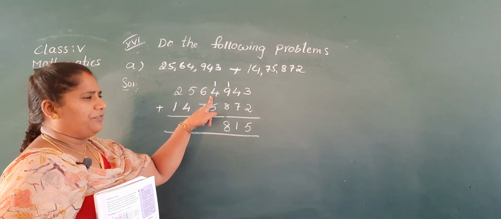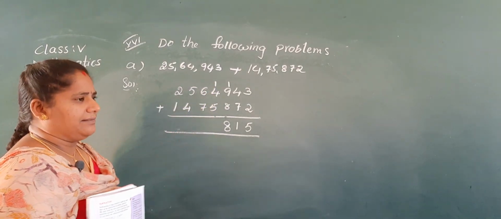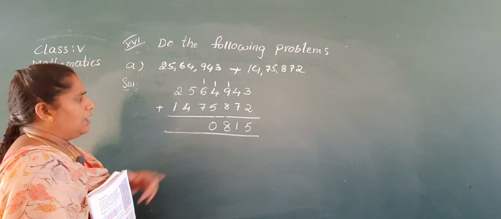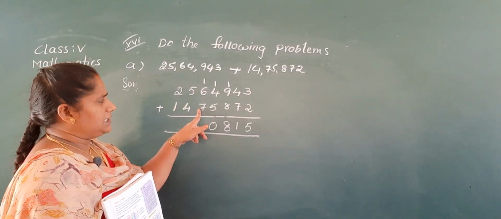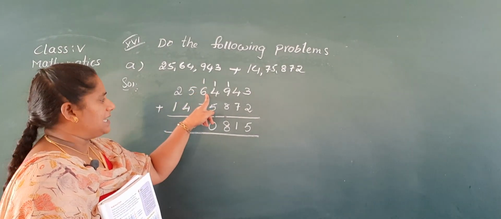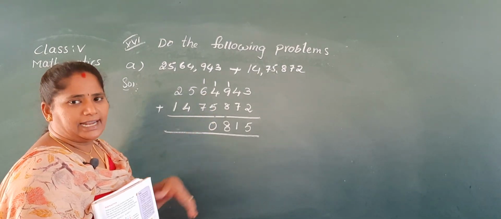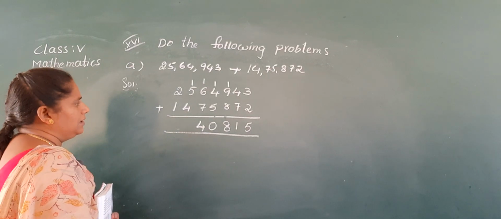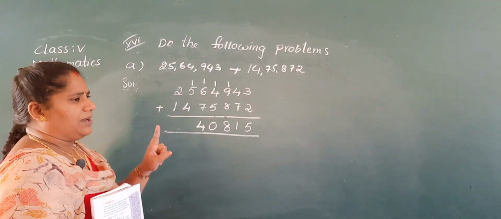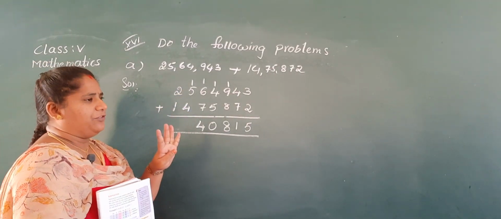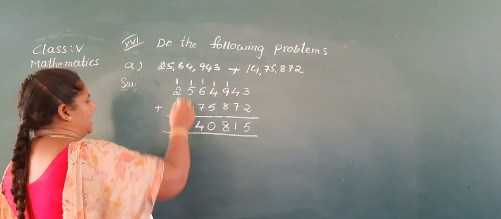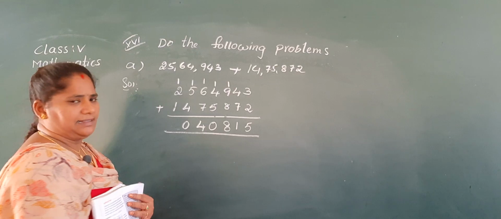Next 1 plus 4, 5. 5 plus 5, 10. So 1 carry to the 10,000s and 0. Now you add the 10,000s place. Take 1 finger, 6 after 7. 7 plus 7, 14. So 1 carry and write 4 down. Now 1 plus 5, take 1 finger, 5 after 6, take 4 fingers, 6 after 7, 8, 9, 10. So 1 carry to the lakhs place and write 0 under the 10,000s.